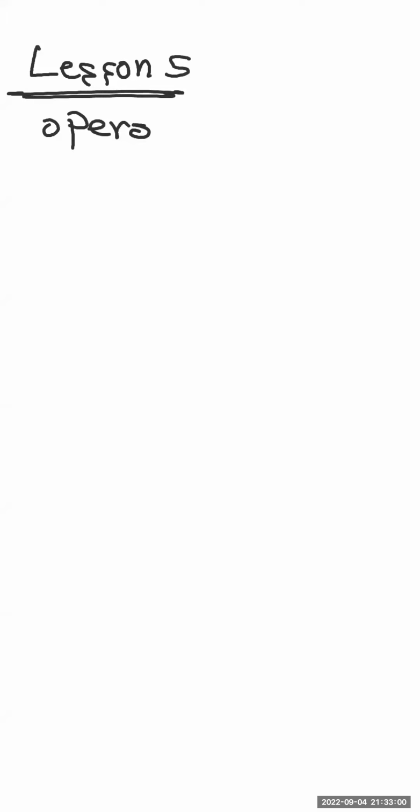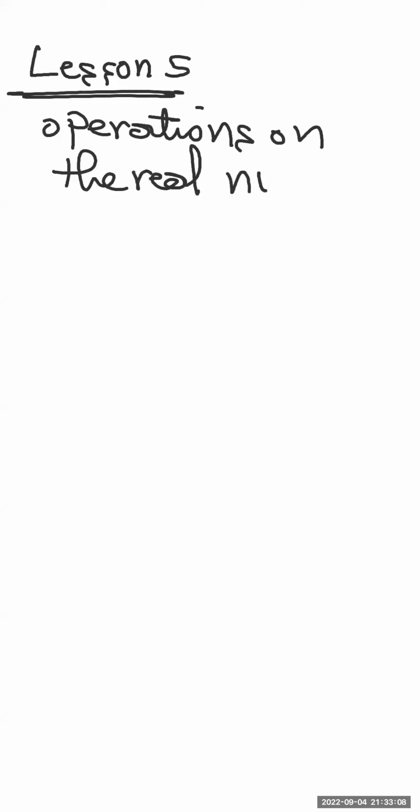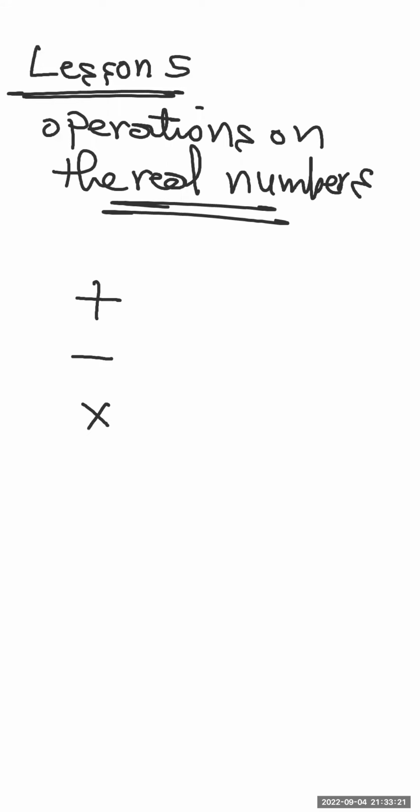Okay, lesson 5. Lesson 5 on Unit 1. It's about operations on the real numbers. Of course, here operations means the mathematical operations like addition, subtraction, multiplication, division. So first point, we will start with the addition process.